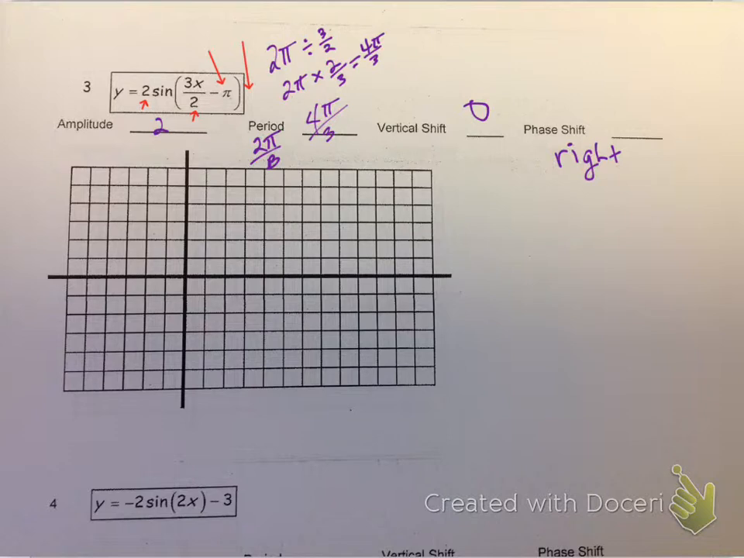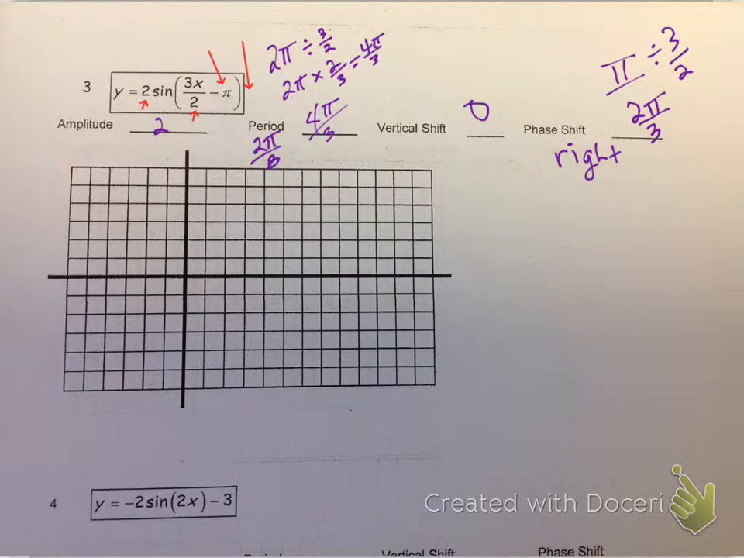Now let's figure out how far. We're going to take the opposite of C, which is negative pi, so we're going to make that positive pi, divided by 3 halves. There it is again. Leave it, change it, flip it. Get used to it. So that's going to be 2 pi thirds.